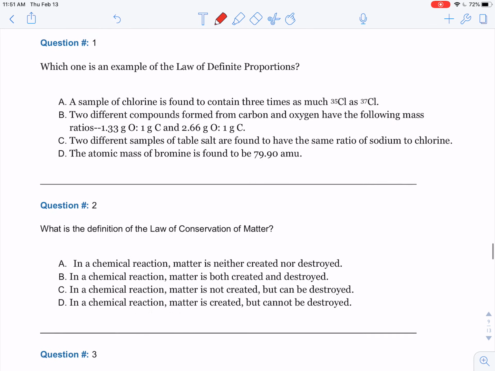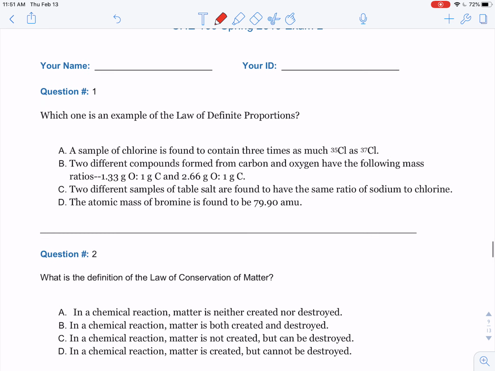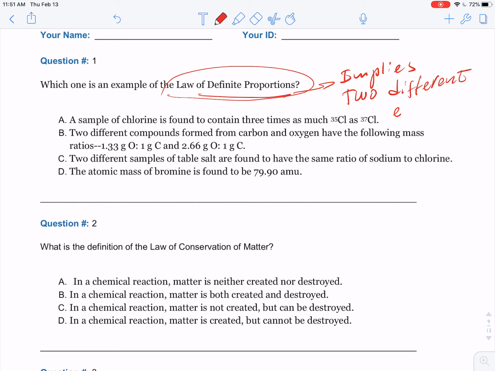Now we are covering a little more material in this exam, so we go into exam 2 actually. We already discussed this, but how would you recognize that the law of definite proportions is in place? A sample of chlorine is found to contain 3 times as much chlorine 35 as chlorine 37, but law of definite proportions implies 2 different elements reacting.